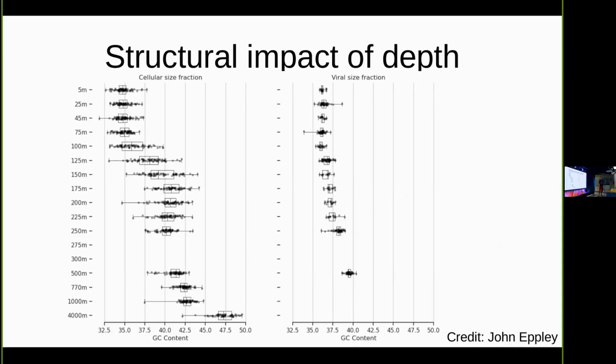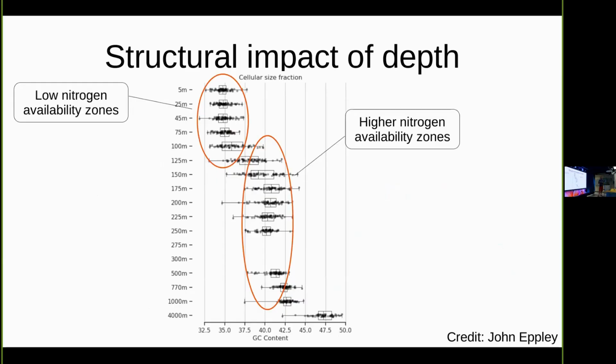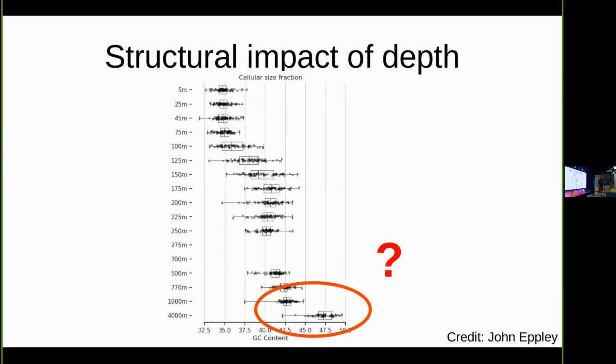you can see plots like this. And you can see two shifts, one first around 100 meters and the other one at 4,000 meters. One is explained by the availability of nitrogen in the water column, which is low at the surface but higher below, hence the GC content that is rising. The other one is still an open question because we just saw it.